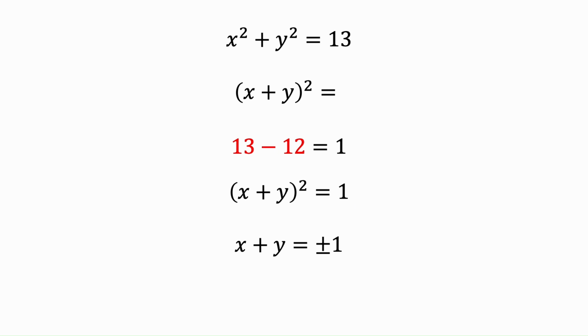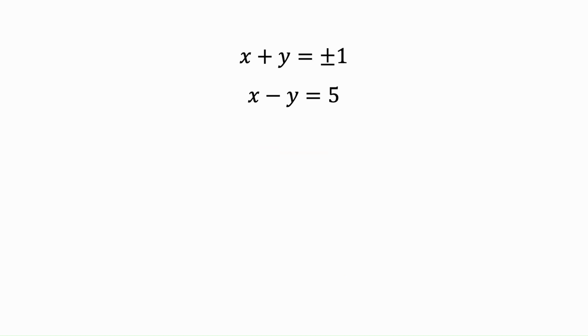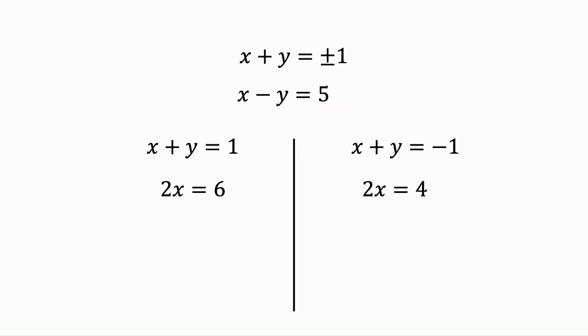We can take the square root of both sides. It's going to be x plus y equals positive or negative 1. Great. Now we can find x and y because we know x plus y equals positive or negative 1 and x minus y equals 5. So we have two conditions: one of them is x plus y equals 1 and the other is x plus y equals negative 1. We are going to go through each of them and find the answer.